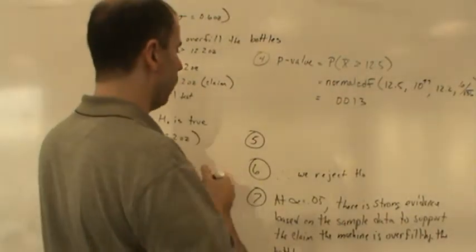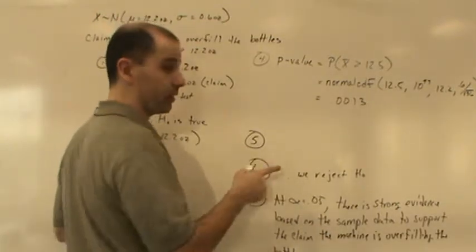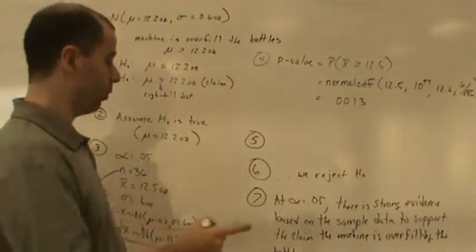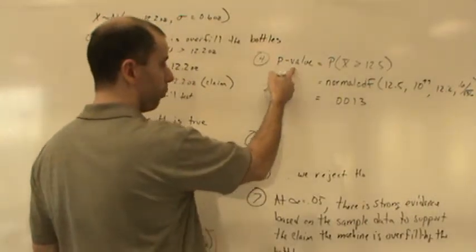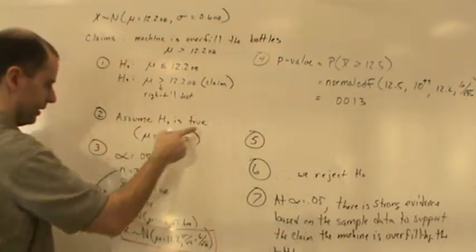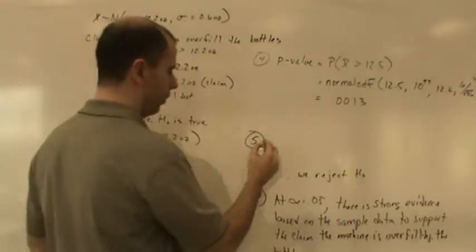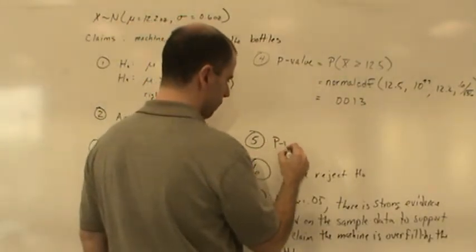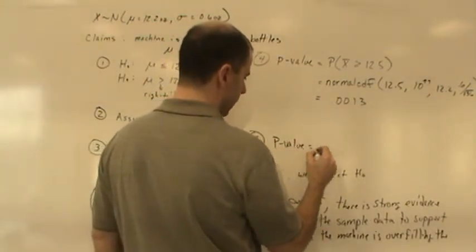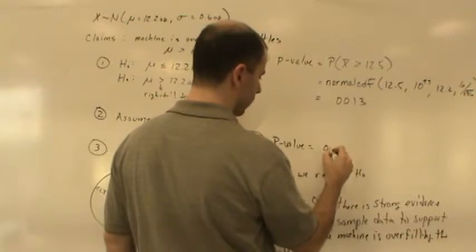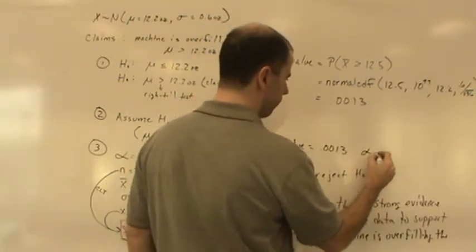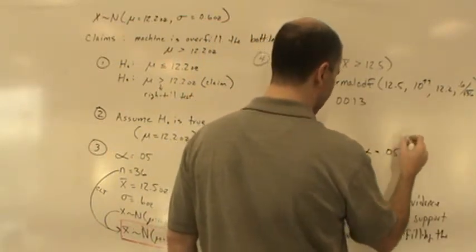So now what do we do? Step 5 is our comparison. What are we going to compare? We're going to compare the p-value to what? Alpha. So now our comparison is going to be this: the p-value is equal to 0.0013, and alpha is equal to 0.05.